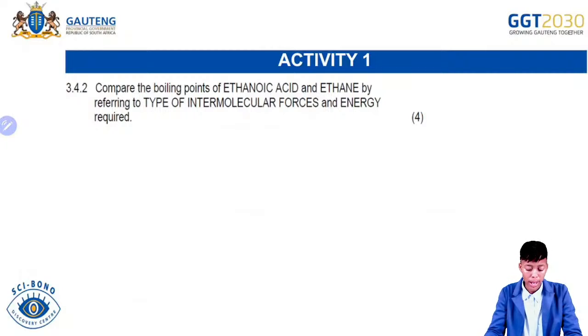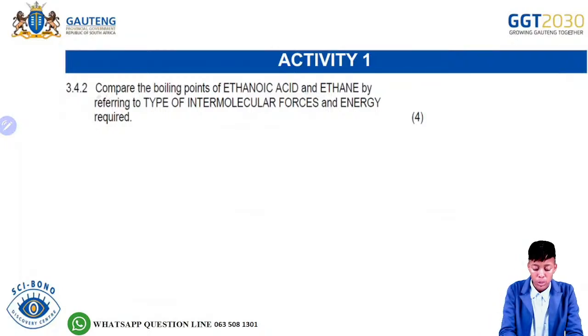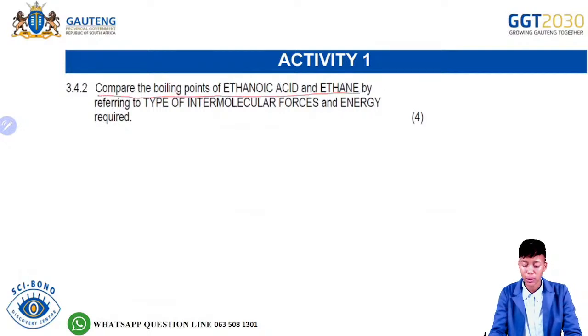Then we have 3.4.2. It says compare the boiling points of ethanoic acid and methane by referring to the type of intermolecular forces and the energy required. Okay, so we are comparing the boiling points of the two: the boiling point of the ethanoic acid, and the boiling point of the ethane.